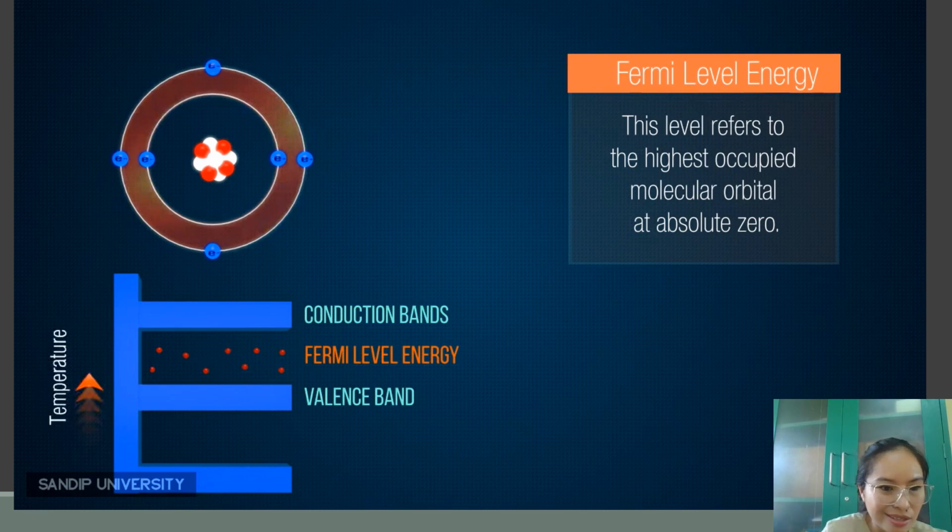Now, look at this diagram, there is a rising temperature. It means that there is an increase, and if there is increasing temperature, meaning the atom has received energy.